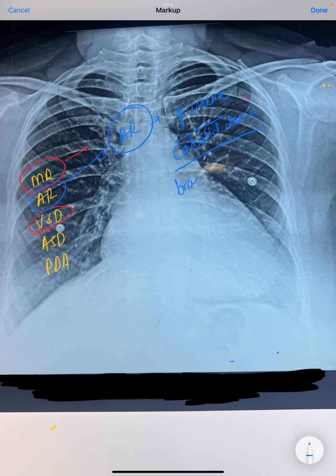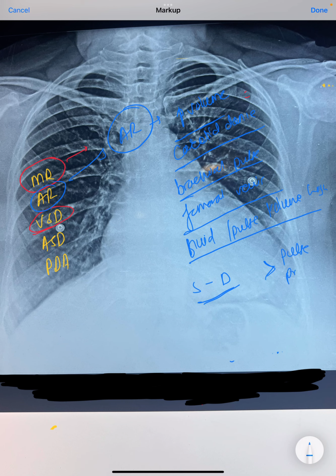You can see the brachial pulsations very well. You can hear the femoral pulsations very well. So all the arteries will be much more prominent. The pulse volume will be very high. And one more thing you can see, the systolic to diastolic difference becomes much more. So what we call pulse pressure will be very high.